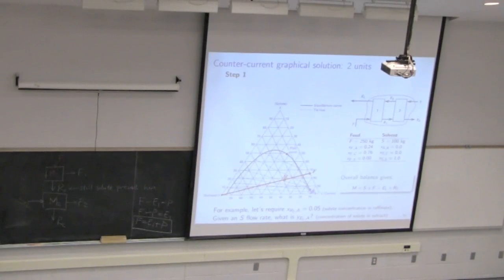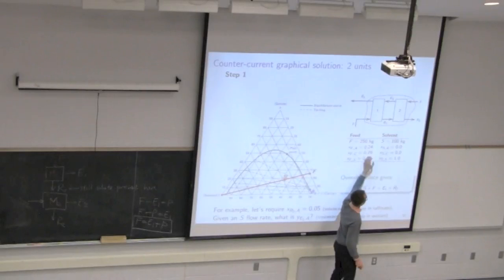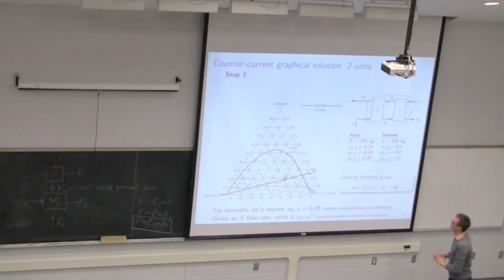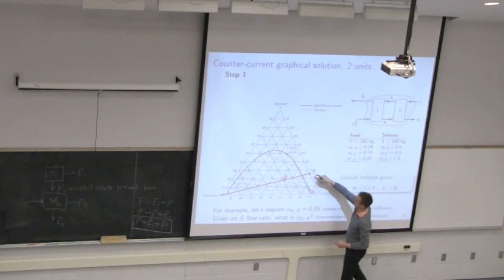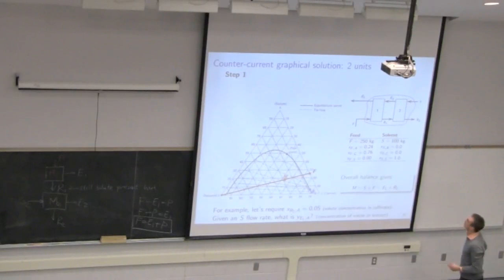There's six steps. The first step tells us if we're going to take a certain feed F, let's consider 250 kilograms in this example. It comes in at this composition, 24% solutes and 76% carrier. So my feed point is over there. I'm going to blend that in this first stage. Then that material in the first stage is going to move to the second stage and get contacted with the solvent S over here and leave in R2.